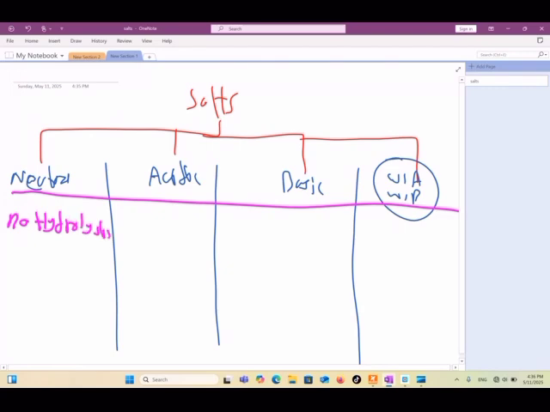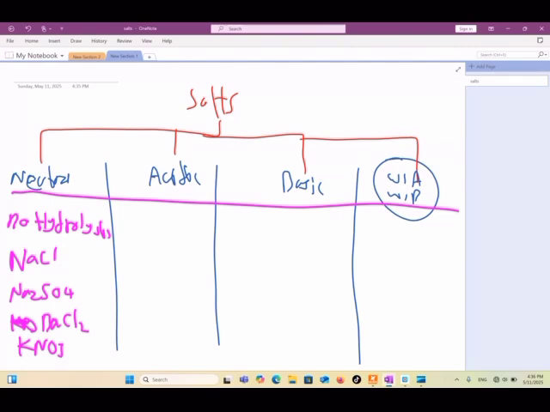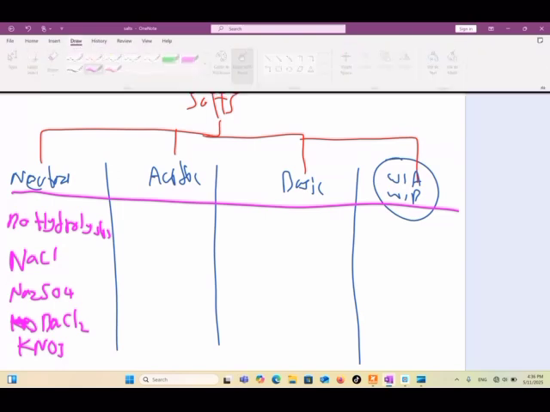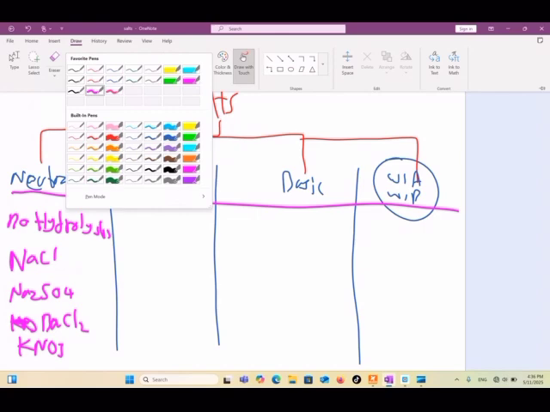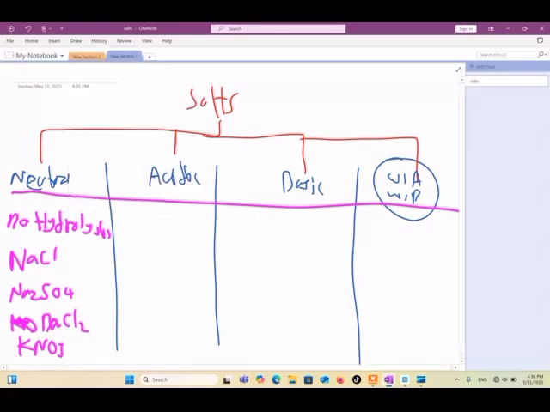because we obtain both ions, cations and anions, from strong acids and strong bases, like NaCl, Na2SO4, BaCl2, KNO3, and so on. These are all neutral salts, and the neutral salts do not undergo hydrolysis because we obtain both ions from strong acids and strong bases, guys.